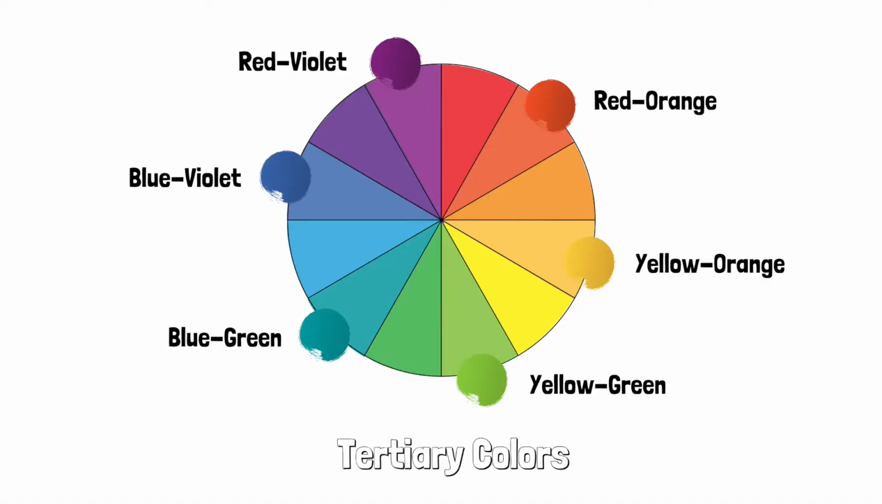Do you know what a tertiary color is? We're going to do some more color mixing. Tertiary colors are made when you add a primary to a secondary color. So we've got red violet, red orange, yellow green, yellow orange, blue violet, and blue green.